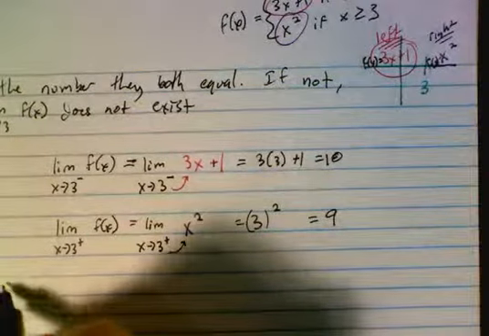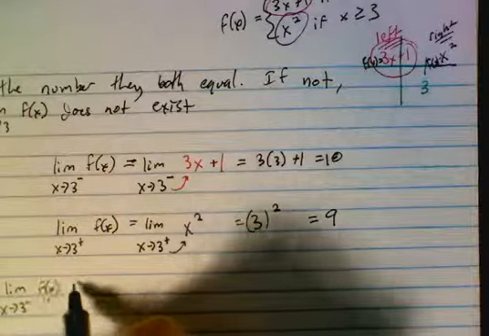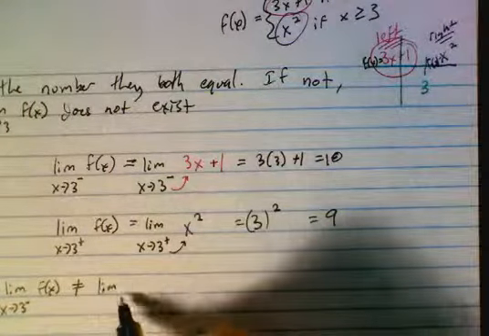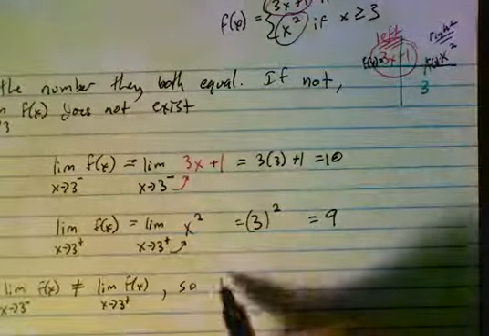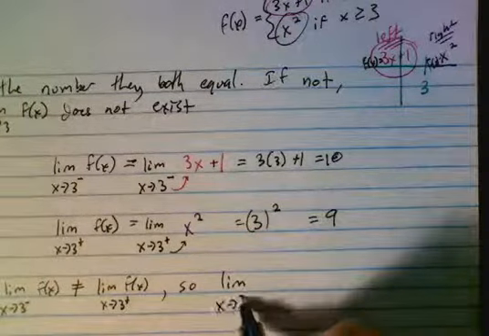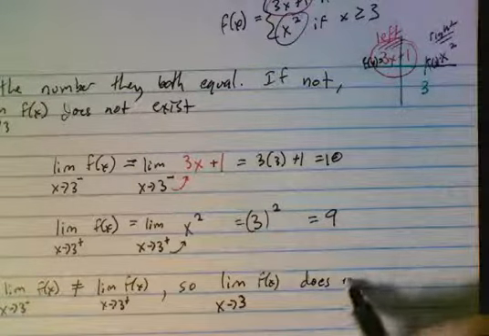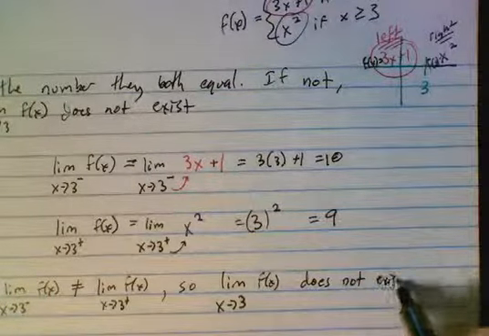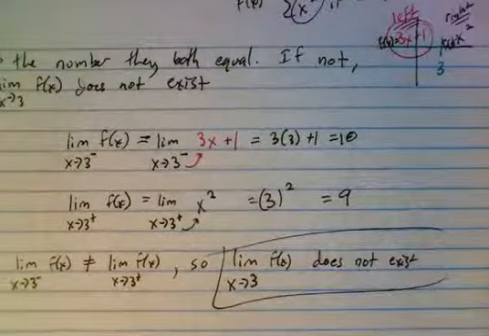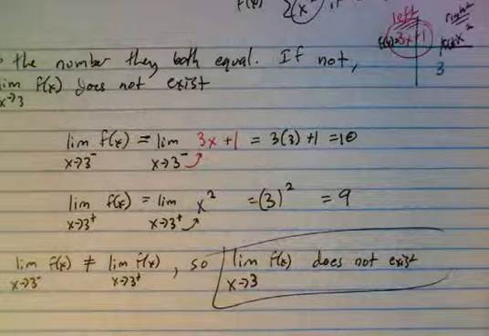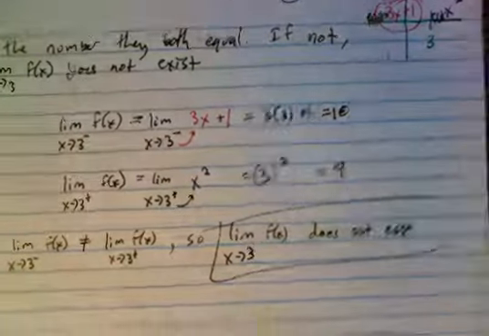Notice the limit as x approaches 3 from the left is not the same as the limit of f of x as x approaches 3 from the right. So the overall limit does not exist. Those are really the main ideas. We're going to just do a couple more examples with them, and then we'll be done with this lecture.